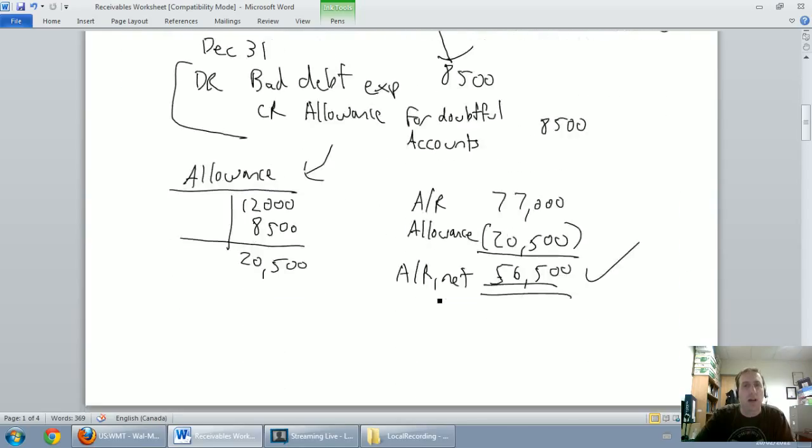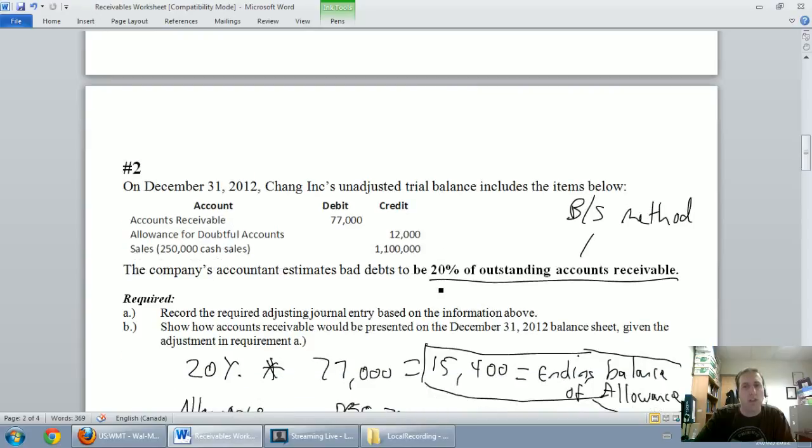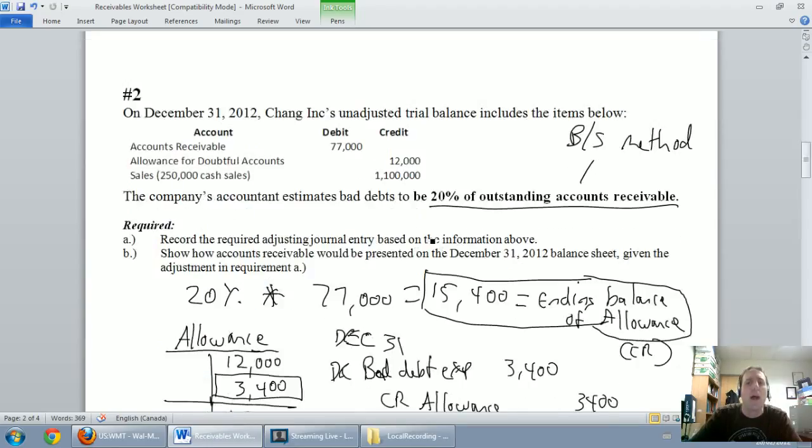In the next video, we learned the balance sheet method. In the balance sheet method, you take a percentage of accounts receivable, and it's usually based on an aging list of accounts receivable. This was a simple example. And what you calculate isn't the bad debt expense, but the ending balance of your allowance.